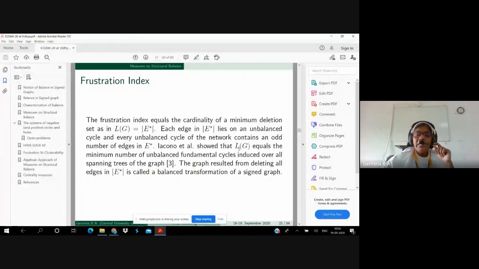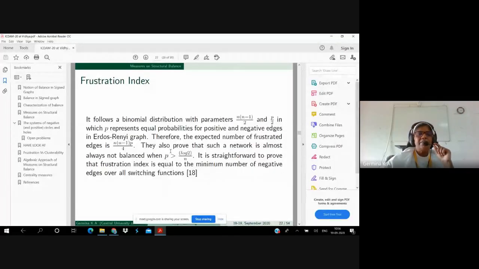It is also shown that L of G equals the minimum number of unbalanced fundamental cycles induced over all spanning trees of the graph. And another result is that the graph resulting from deleting all the edges in E star is called the balanced transformation of a signed graph. These terms all come from social psychology, and we mathematicians have nothing to claim over it. But after they invested, we found that it has a beautiful theory in mathematics.